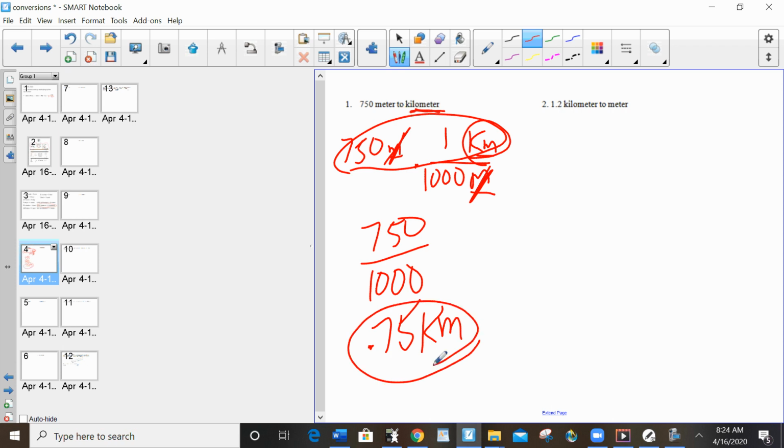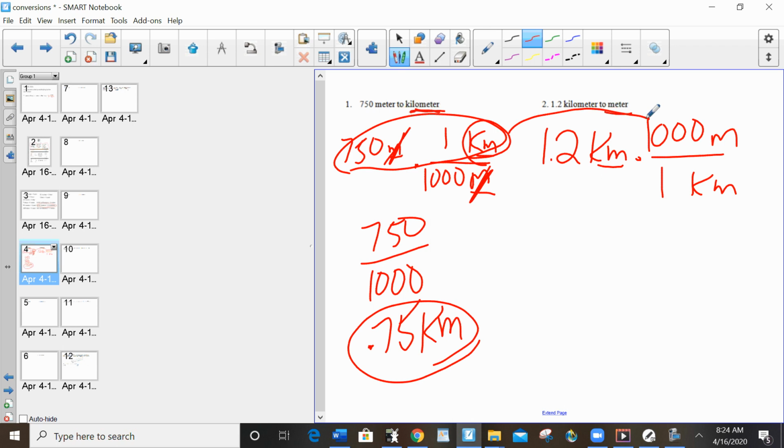Number 2, again, I start with what I'm given. I'm given 1.2 kilometers. I'm converting, so I do times and I make a fraction. Whatever I start with goes on the bottom. Whatever I'm converting to goes on top. What's the conversion from meters to kilometers? Well, we just said it's 1,000 meters is 1 kilometer.